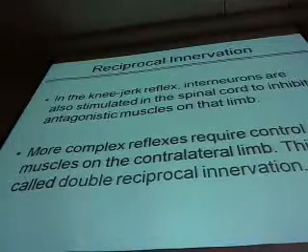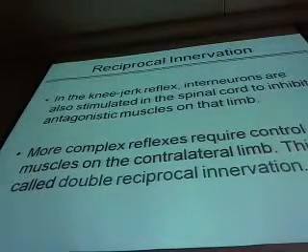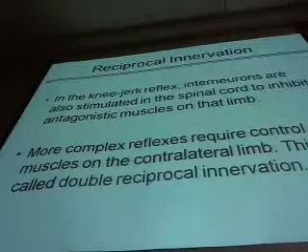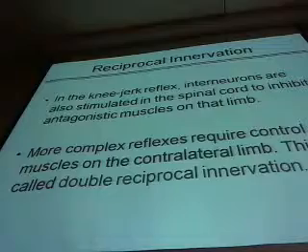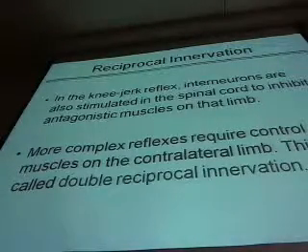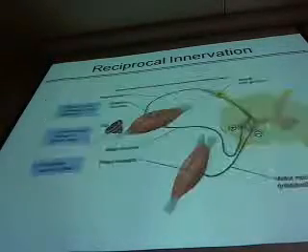More complex reflexes require control of muscles on the contralateral limb. That's stepping on the tack. My right foot's on the tack, my right foot's going to lift up, and my left foot's going to lock or activate more of the muscles so that you don't lose your balance and fall down on the floor.